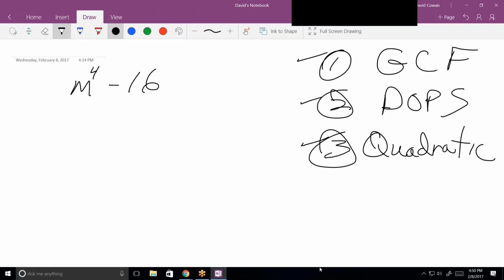Is that number 1? Can we do greatest common factor? There are none. But difference of perfect squares. Okay. Is this a perfect square? Is this a perfect square? Oh, yes, it is. And they are being subtracted, which means it is difference of perfect squares. Now, let's make sure you know how to do difference of perfect squares.